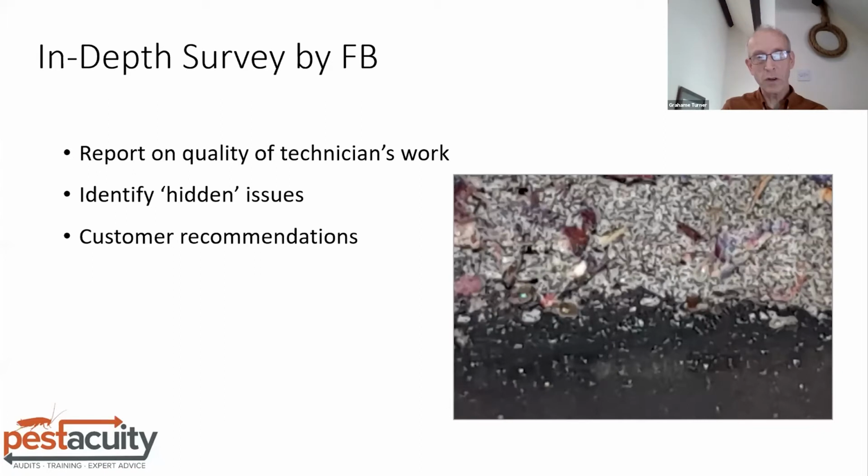So, for example, if you look at the picture on the right that looks like just a splodge, if you look closely, you can see 4 mites crawling around in that dust and debris. So the field biologist would be expected to pick up those sorts of things. And as I said, the field biologist needs to include a full list of customer recommendations to make sure everything is being done to prevent pests on the site.